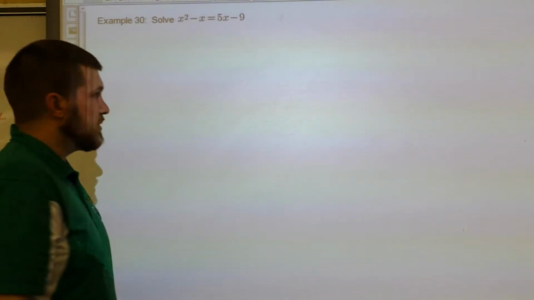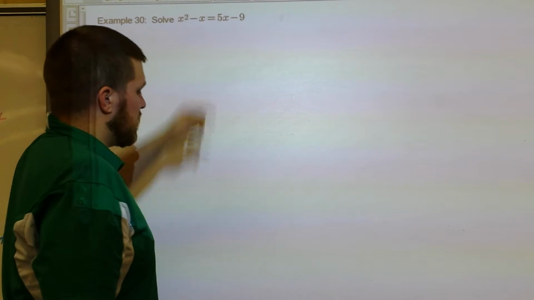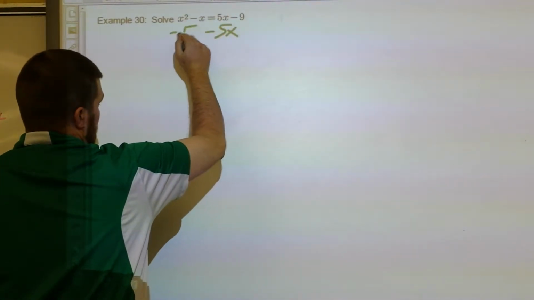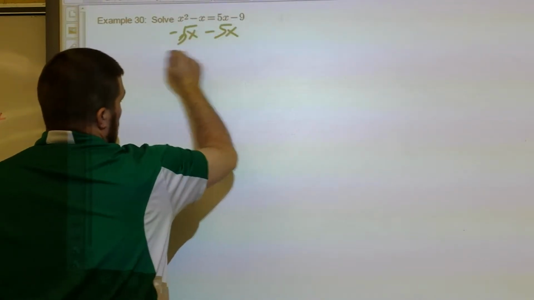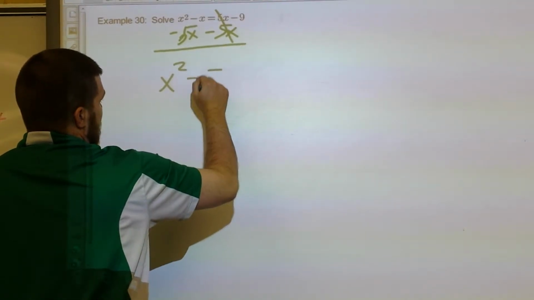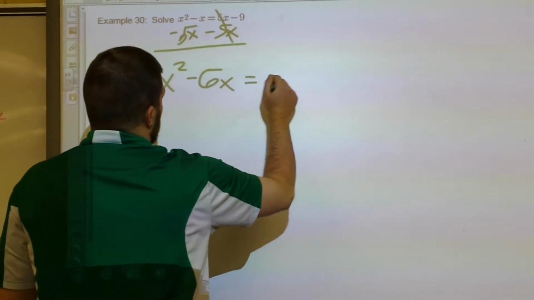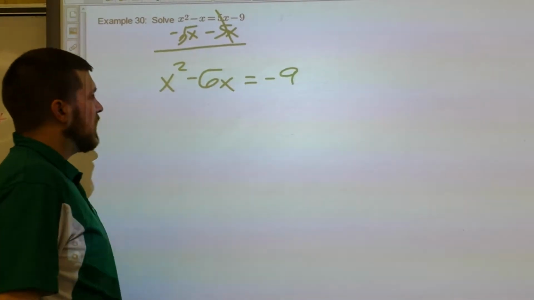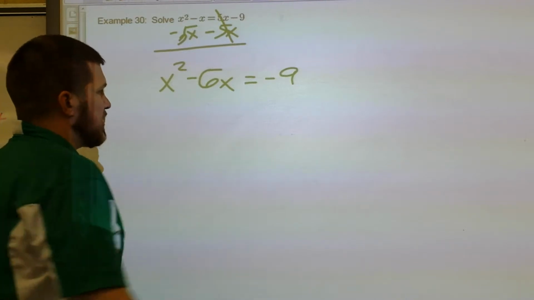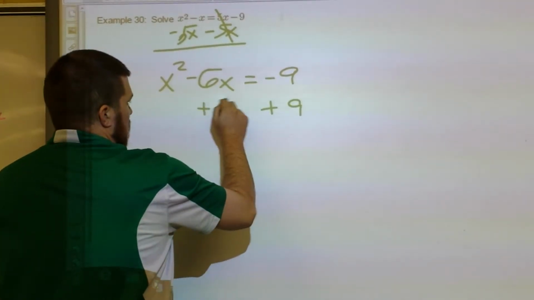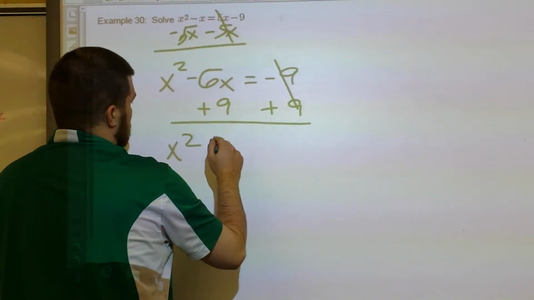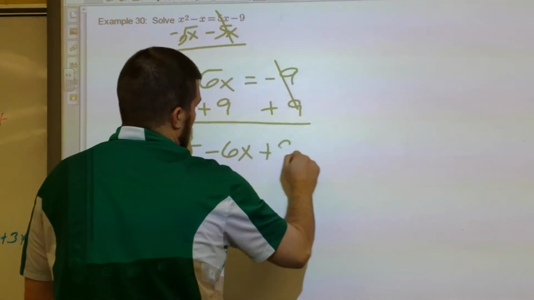But first, I got to get everything on the same side. So I'm going to take 5x over to the left first by subtracting. All right, so they cancel out. So x squared minus 6x equals negative 9. Now I'm going to move this negative 9 over to the left-hand side by adding. So x squared minus 6x plus 9 equals 0.